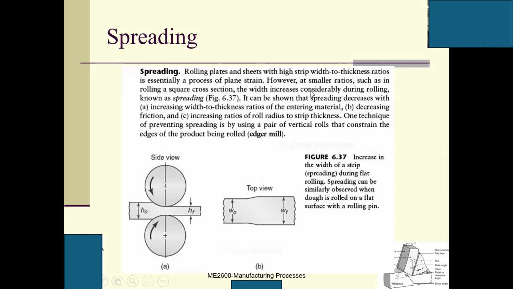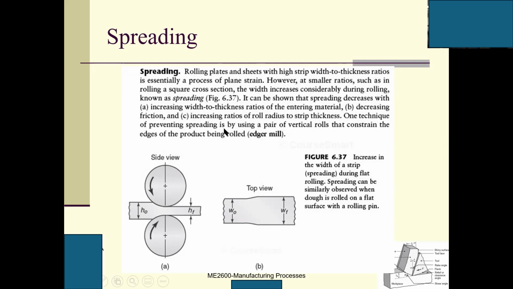The width increases considerably during rolling and this is known as spreading. Spreading is on the two sides. Right? So it can be shown that spreading decreases with the following conditions. First, if we increase the width to thickness ratio of the incoming material, that means make it wider, already wider. Second, decrease the friction, if the friction is smaller. And third, increase the ratio of roll radius to the strip thickness. So here are several ways to reduce spreading.